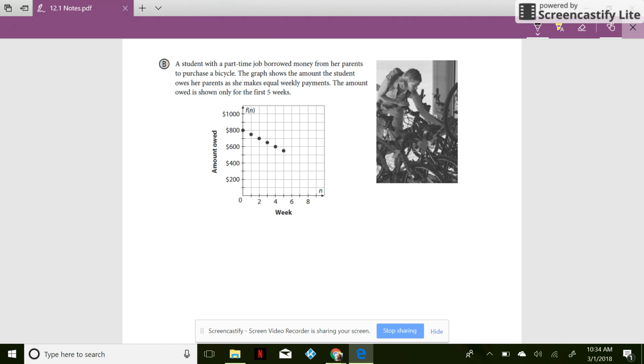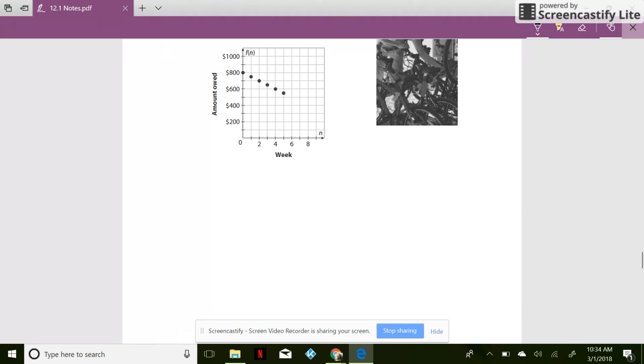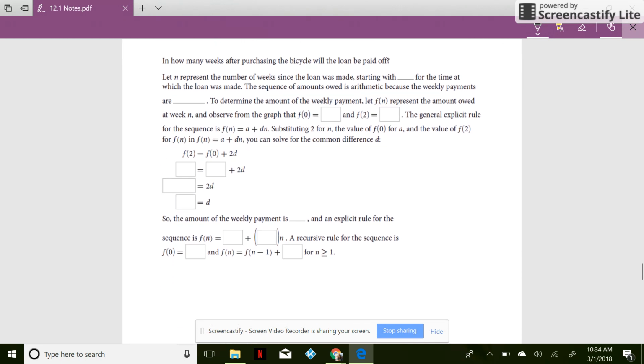A student with a part-time job borrowed money from her parents to purchase a bicycle. The graph shows the amount the student owes her parents as she makes her weekly payments, and the amount owed is shown only for the first 5 weeks. In how many weeks after purchasing the bicycle will the loan be paid off?